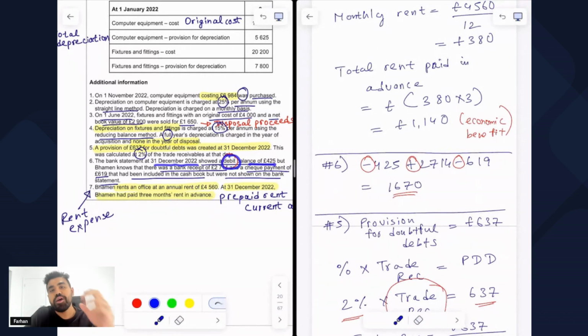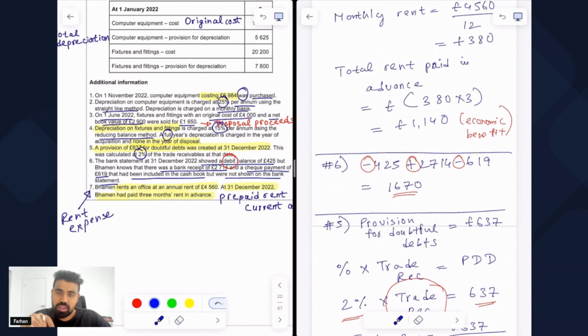Now, the question explicitly mentions that the bank statement at 31 December 2022 showed a debit balance of £425. Now, as we have just discussed, a bank statement is issued by the bank, and from the perspective of the bank, a debit balance of £425 would mean that you, as the business owner, are an asset to the bank, or just to make it simple, we owe the bank money, in other words, just to reverse it.